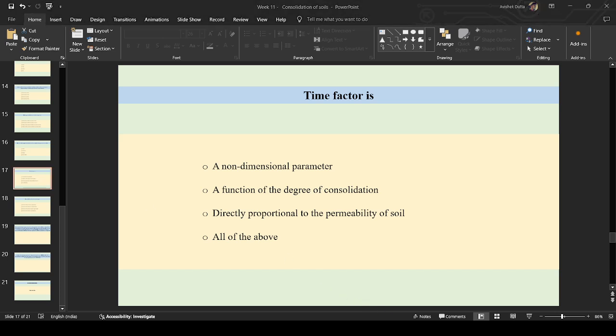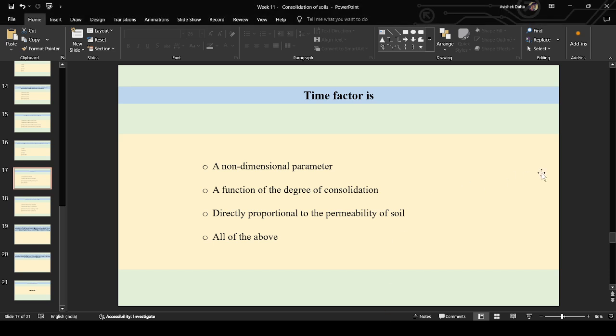Time factor is: first option, a non-dimensional parameter. Second option, a function of the degree of consolidation. Third option, directly proportional to the permeability of soil. Last option, all of the above.